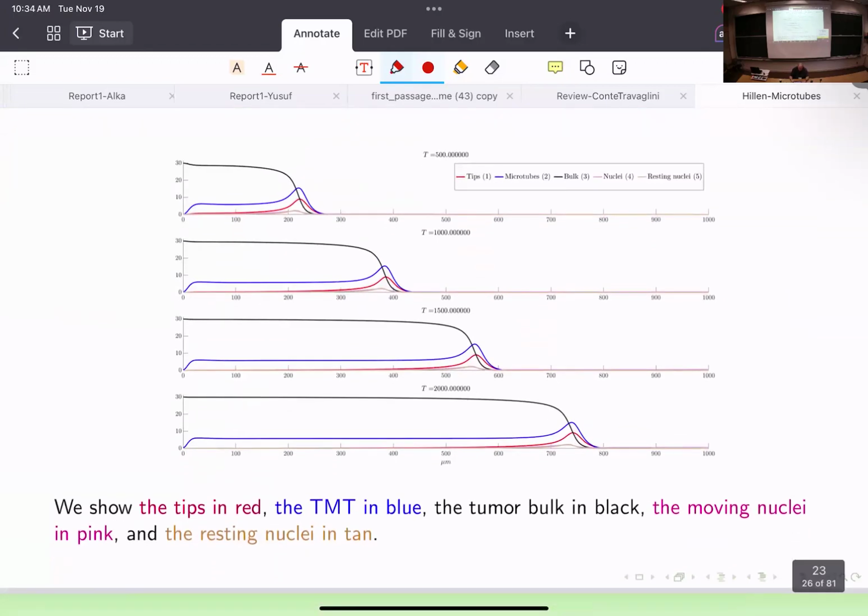Here is a full model simulation. Nadia Loy, one of my collaborators, wrote a program for this 5-dimensional PDE system. And you get wonderful invasion fronts. And again, if you look here, the front is led by blue and red, the microtube dynamics, and the black is following that movement. Okay.